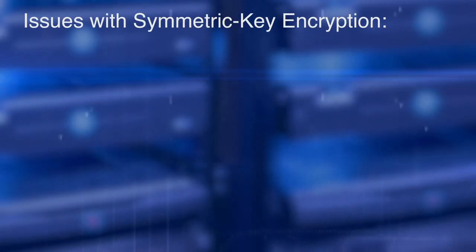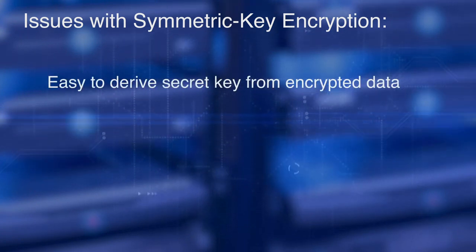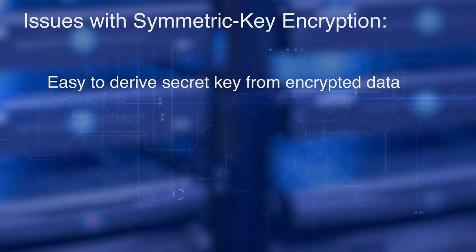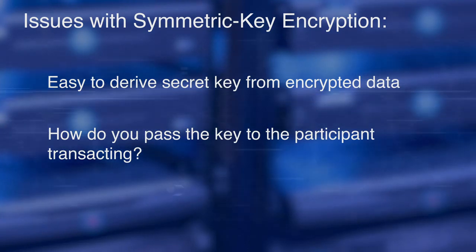Note that symmetric key encryption has issues. Number 1, it is easy to derive the secret key from the encrypted data. And number 2, the key distribution. How do you pass the key to the participant transacting? These issues are further exacerbated in a blockchain decentralized network where participants are unknown to each other. Let's now examine how public key cryptography addresses these issues.